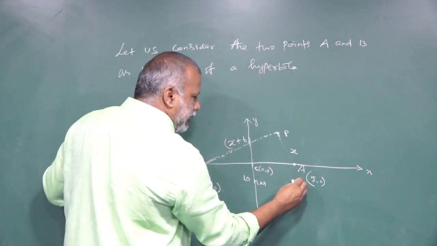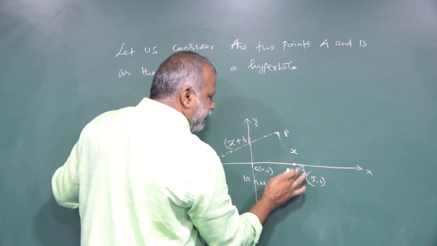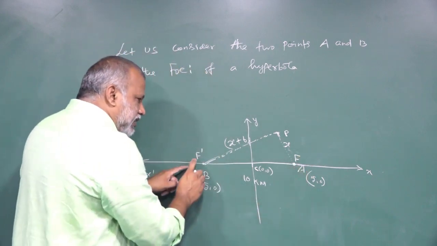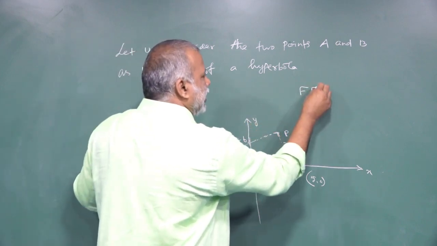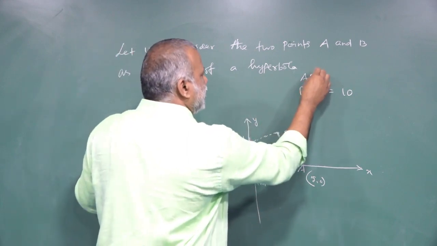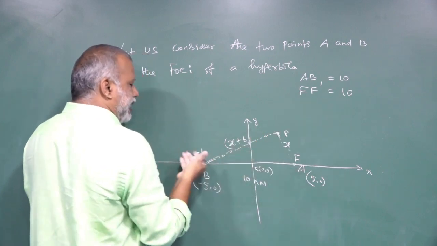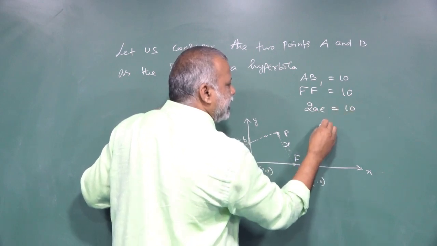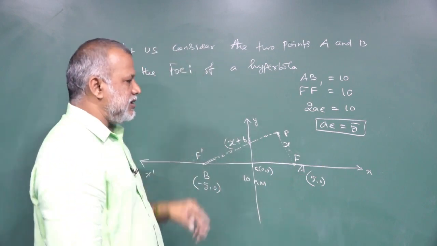Now, as per the rule, I am taking this as F and this as F dash. This point is considered to be F and this is to be A. What is the distance between these two? F F dash is 10 kilometers. Initially AB equals 10 kilometers, but I am considering these two points as the two foci. Therefore, F F dash equals 10, 2 times AE equals 10. From that, AE equals 5. This is the first information.